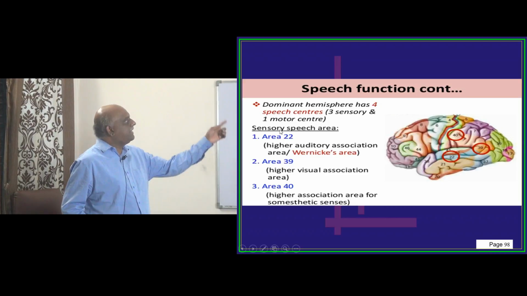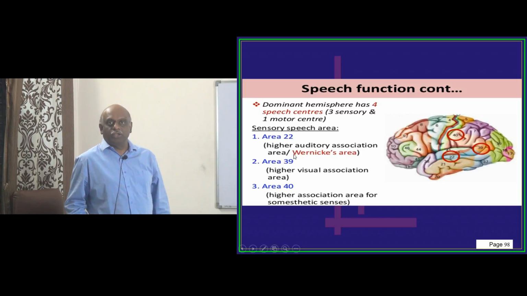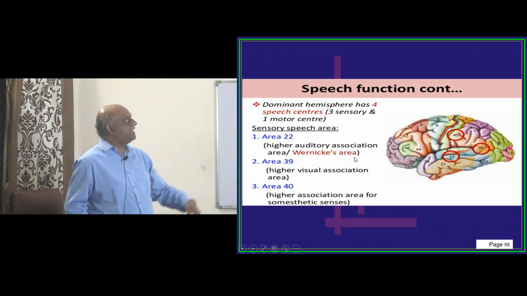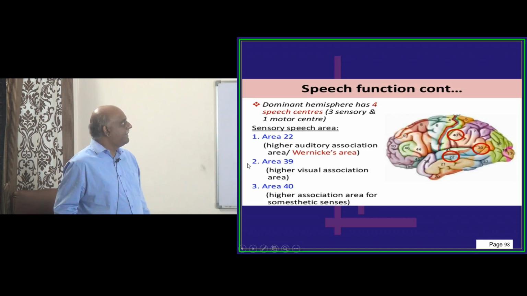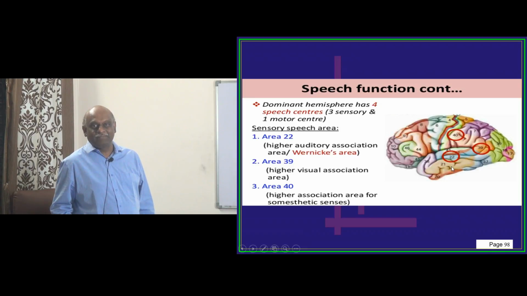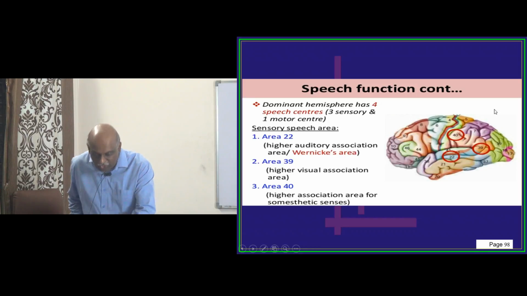So what are the sensory speech areas? Area 22, also called the auditory association area, is Wernicke's. Area 39 is called the visual association area. To read, don't you have to look at the textbook with your eyes?